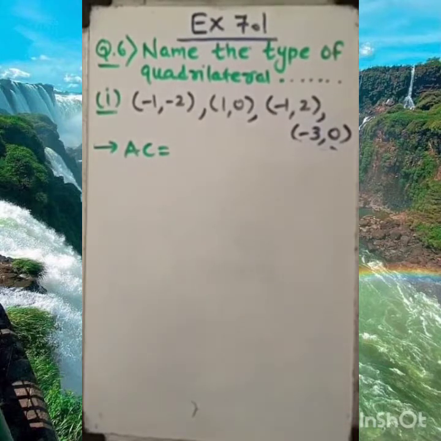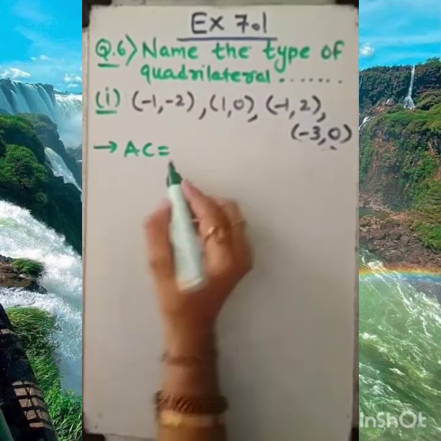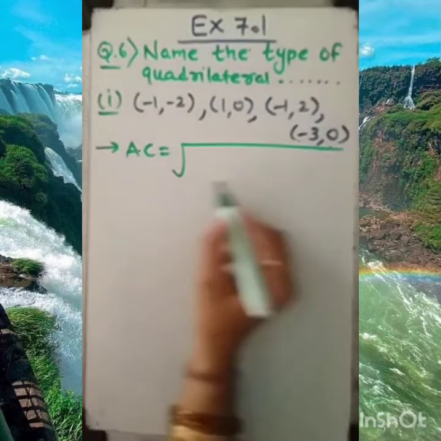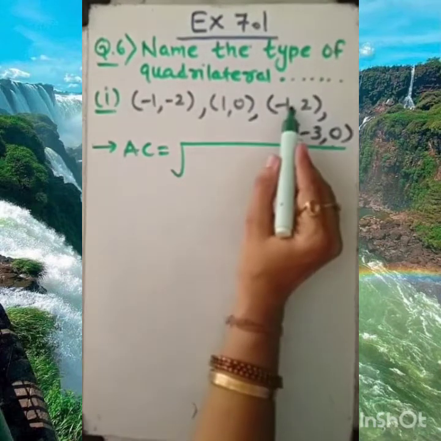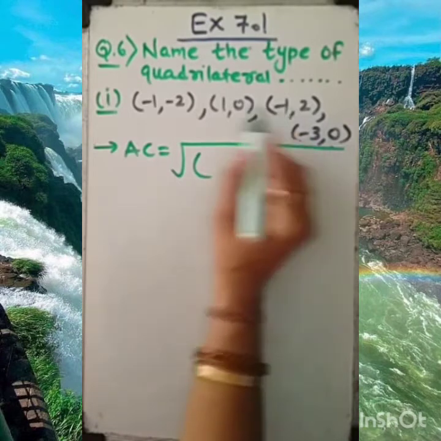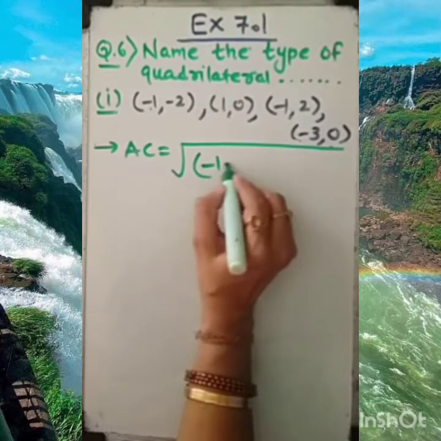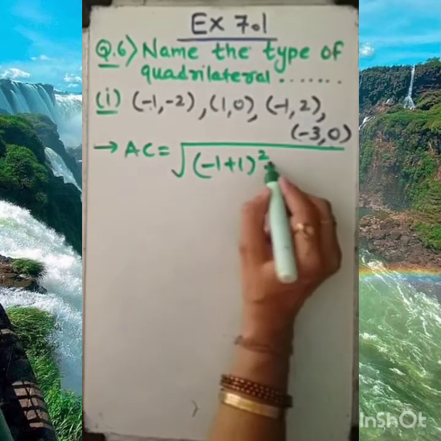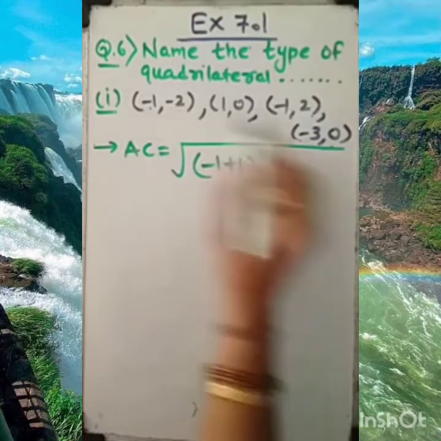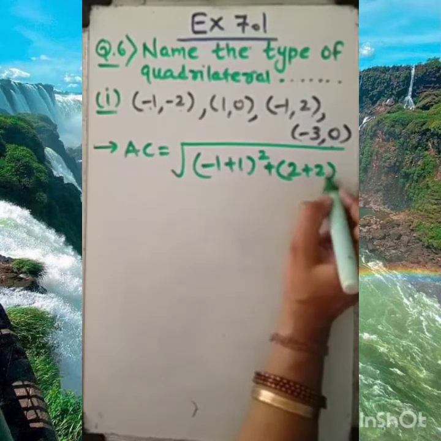So dear student, let's find AC. The first diagonal is the distance formula I am applying. A is here, this is C. So I need to mention minus 1 minus plus 1, it will become plus. And 2 minus minus 2, so it becomes plus 2.